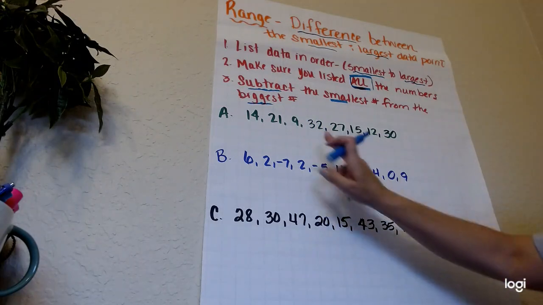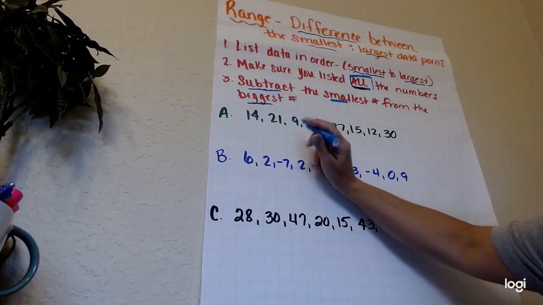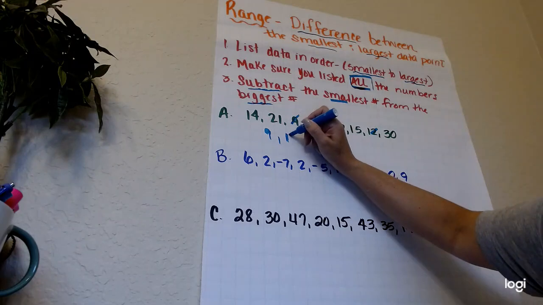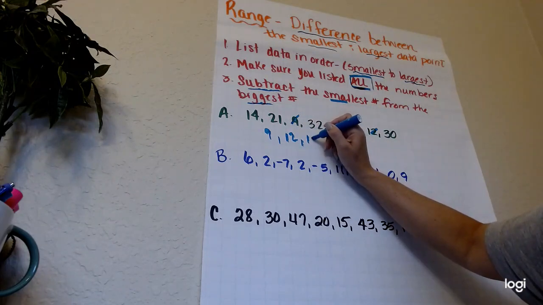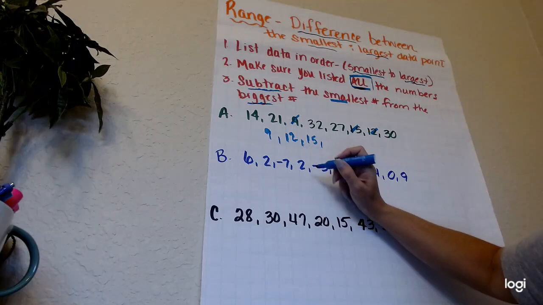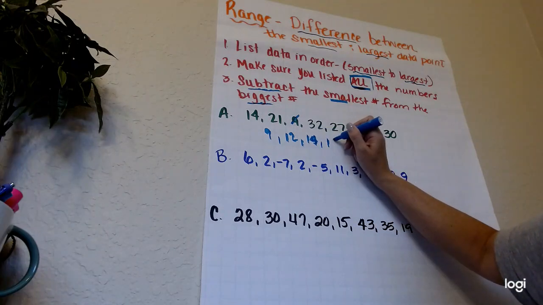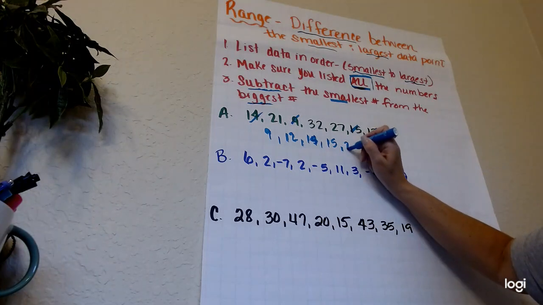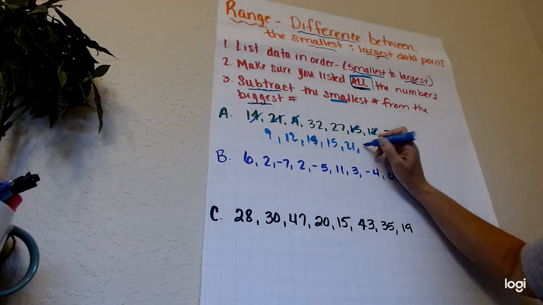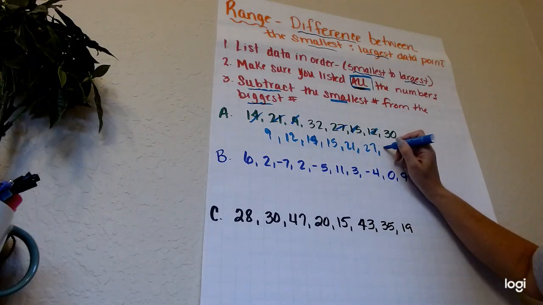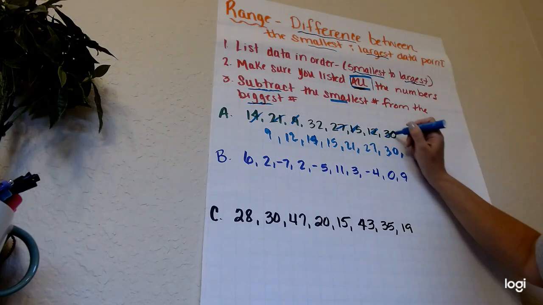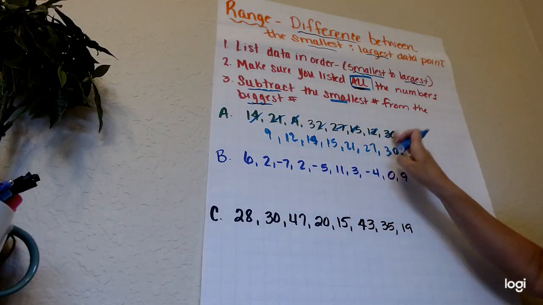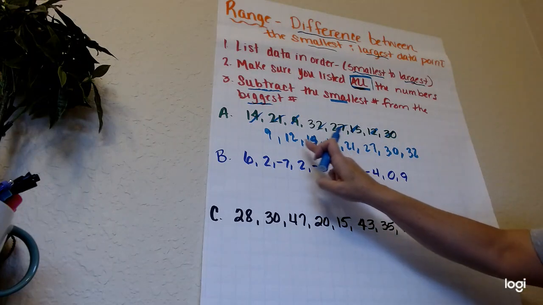Okay, so I'm going to start with this here. I got to find my range. So my smallest number here is 9. Then I have a 12. 15. Oh, I missed my 14. And then my 15. Thank you, put right there. Okay. Under your bed. 21. 27. 30. 32. So 1, 2, 3, 4, 5, 6, 7, 8.